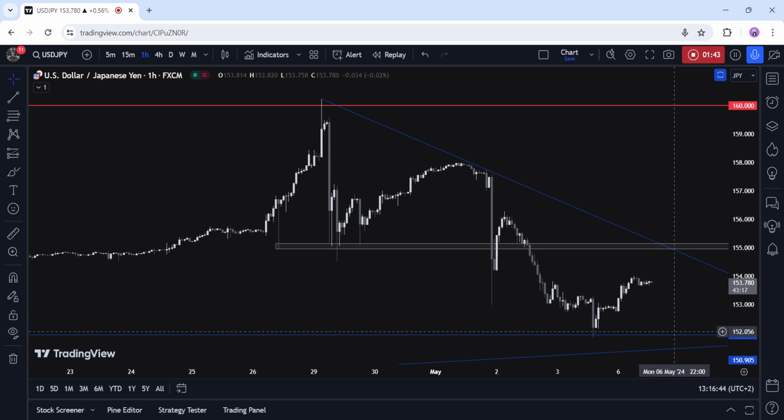The buyers, on the other hand, will want to see the price breaking higher to increase the bullish bets into the 160 handle. This week is pretty bare on the data front, with just the Japanese wage data and the US jobless claims figures on Thursday, and the University of Michigan Consumer Sentiment Survey on Friday being the only notable releases.